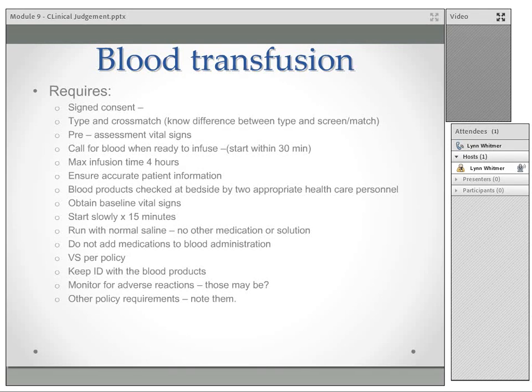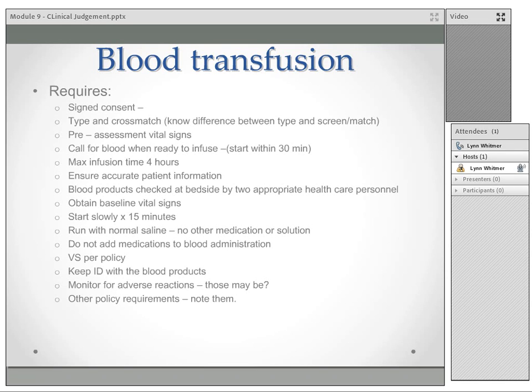Now, you'll have to check your hospital or your facility policy if you know that you'll be administering blood. Some places there's just not that many RNs on a unit at any given time, and so that's not always feasible, so they may have altered policies based on what the need is.